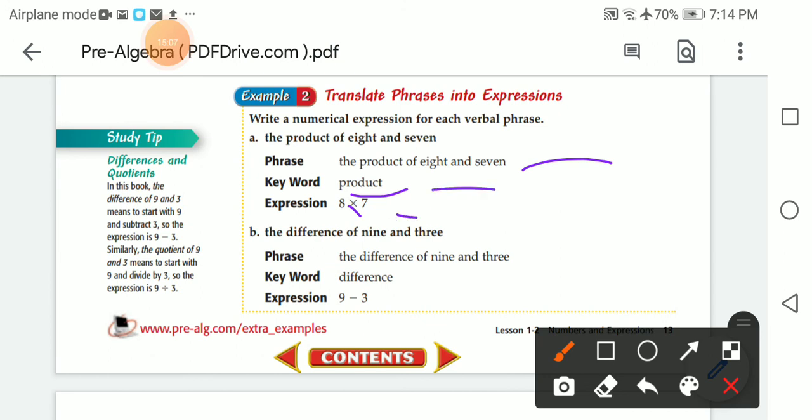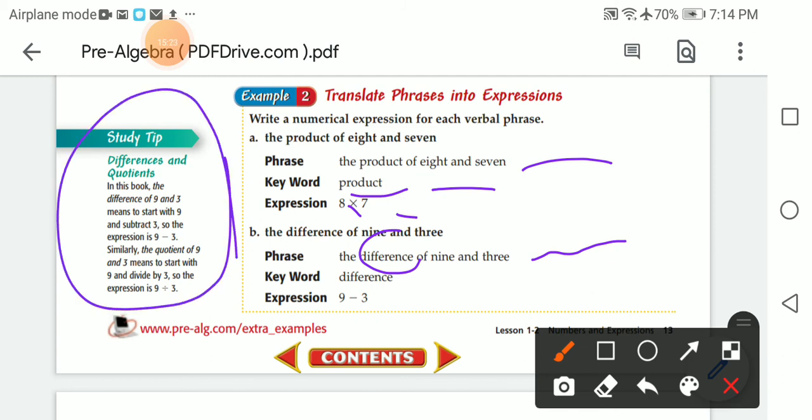The difference of 9 and 3. This is a phrase, as you know, and the keyword here is difference. And for the expression, I can write 9 minus 3. Don't forget this study tip, it gives you good information: differences and quotients. The difference of 9 and 3 means to start with 9 and subtract 3. So the expression is 9 minus 3. Similarly, the quotient of 9 and 3 means to start with 9 and divide by 3. So the expression will be 9 divided by 3.